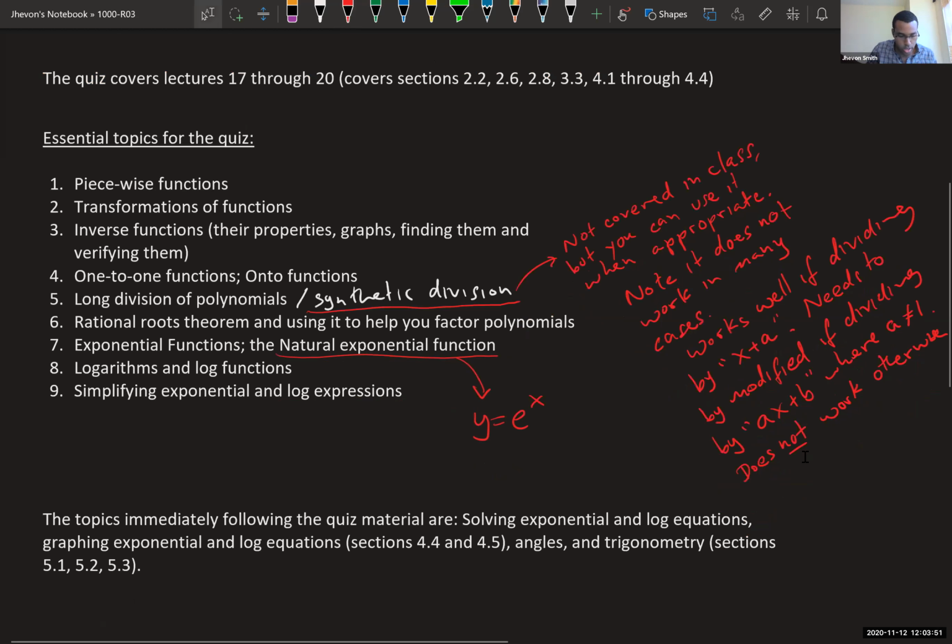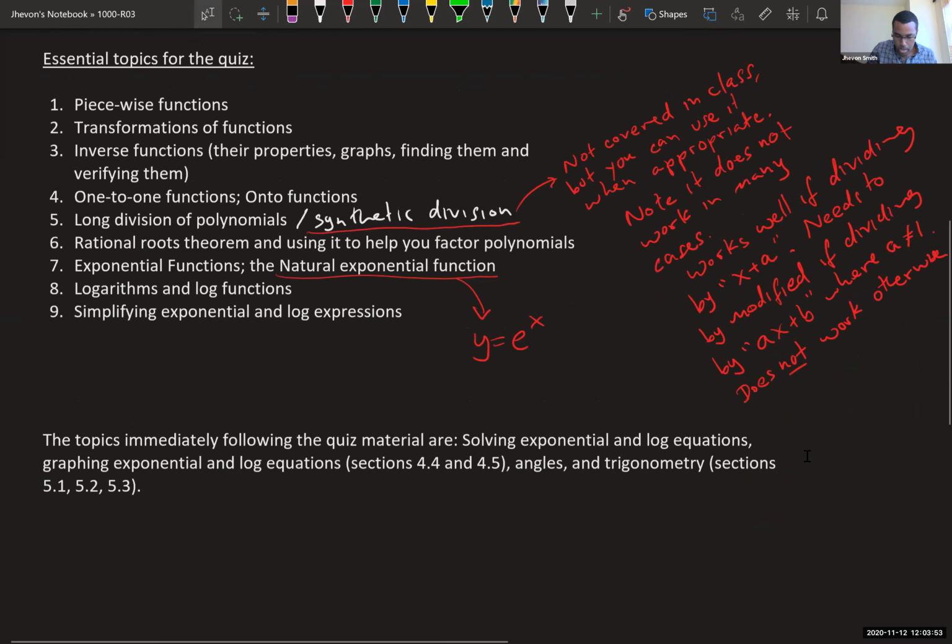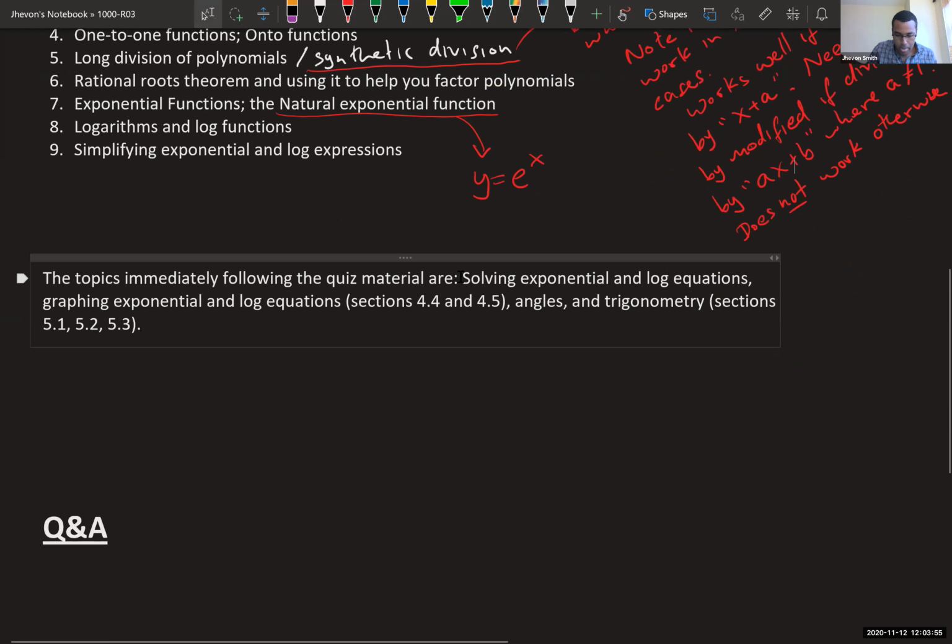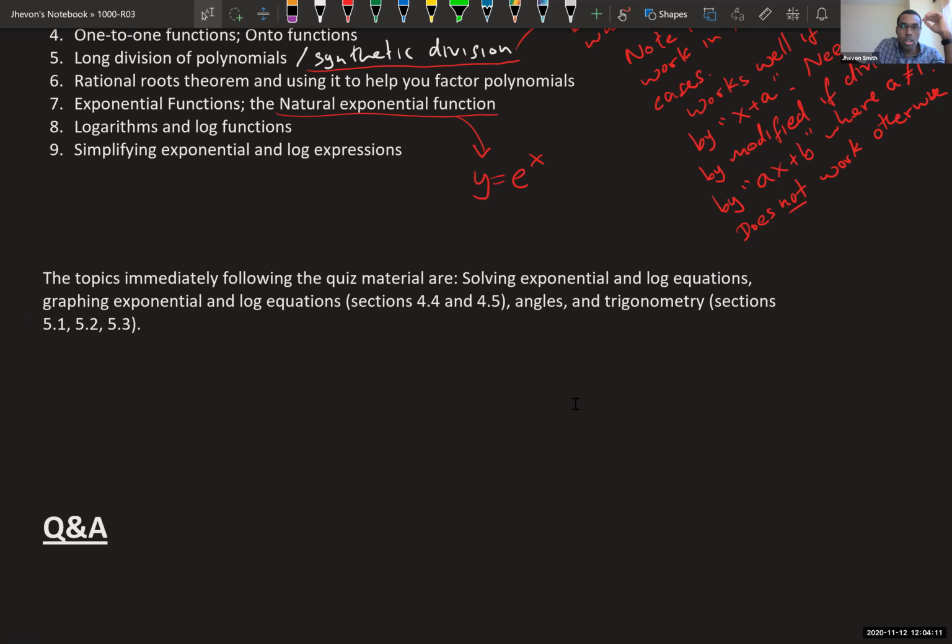Now, if you wanted to go ahead and be prepared for the bonus, I mentioned here what I can ask for the bonus. So actually solving exponential and log equations, graphing exponential and log equations. If I give you the equation of an exponential or a logarithm, you should know how to sketch it, know how to find where the asymptotes are, all of that, do a very detailed sketch. And then I go into talking about angles and trigonometry.